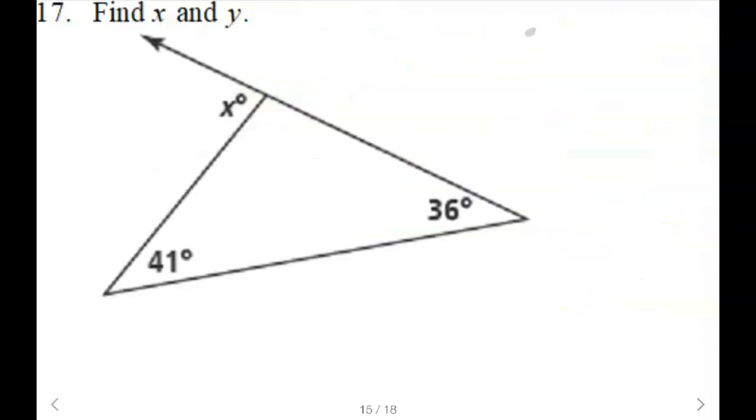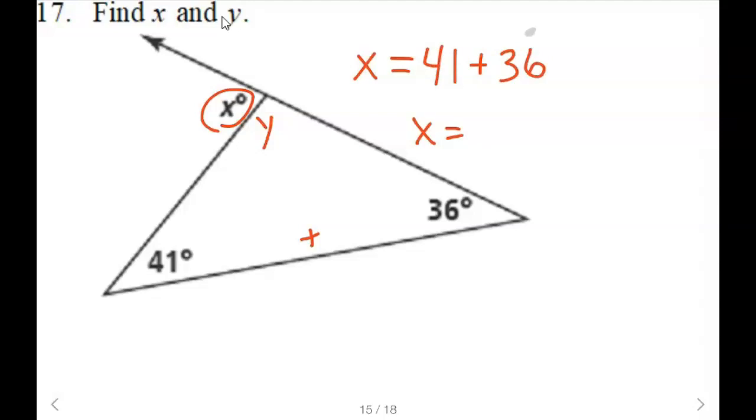All right, 17, you've got an external angle. The external angle to a triangle is equal to the sum of the two remote interior angles. So x is, oh, and I'll have a y here. Okay, so you may remember that the external angle is equal to the sum of the two remote interior angles. And so x is equal to 77.